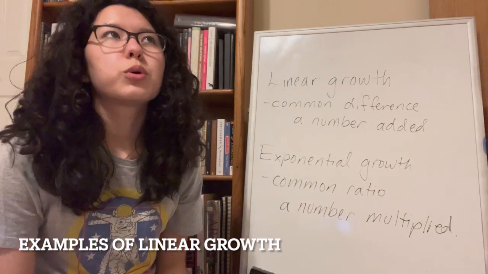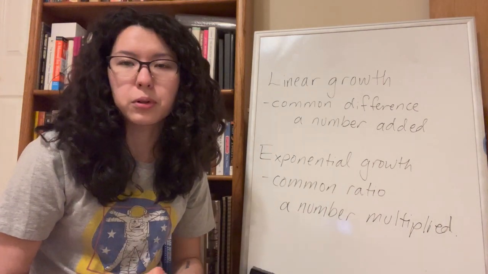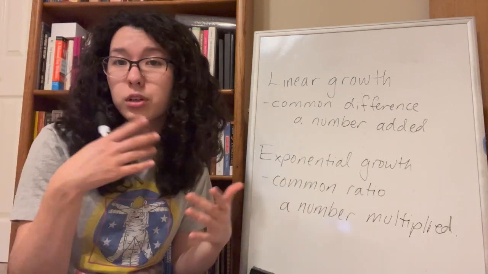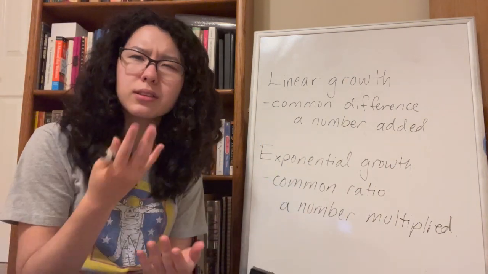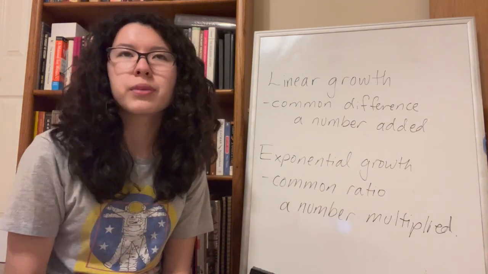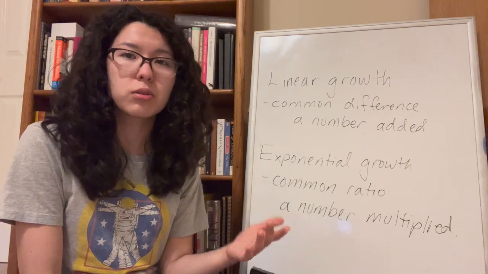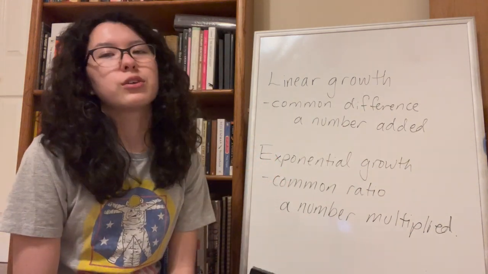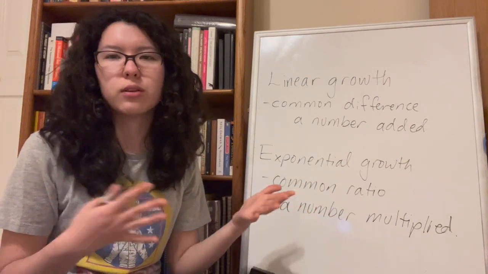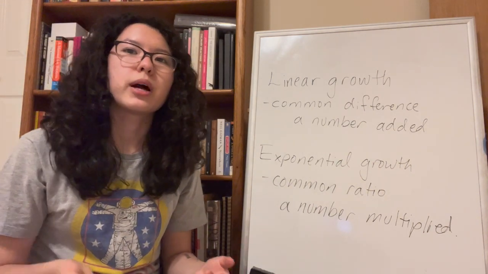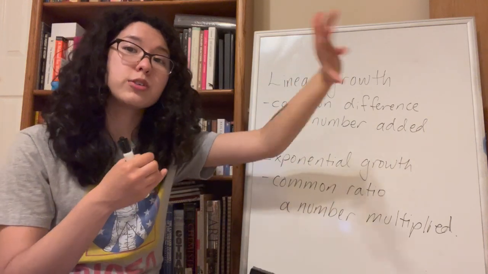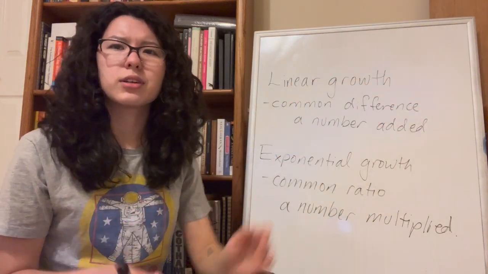This means that if we were to look at, for example, salary, we could say that was an example of linear growth because every year or every hour or every day, you're paid the same amount. So you're just adding the same amount of money during every time period. If you make $15 an hour, that's linear growth. The common difference is $15. Another example of linear growth is distance traveled over time if you're going the same speed the whole time. So if you're going 60 miles per hour after 1 hour, you've gone 60 miles. After 2, 120. After 3, 180. And you're just adding 60 every time.